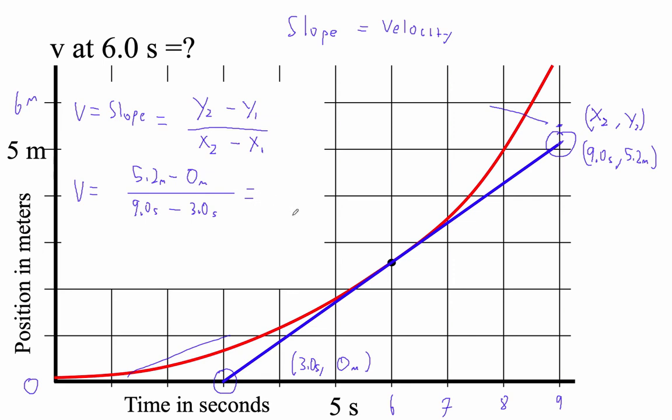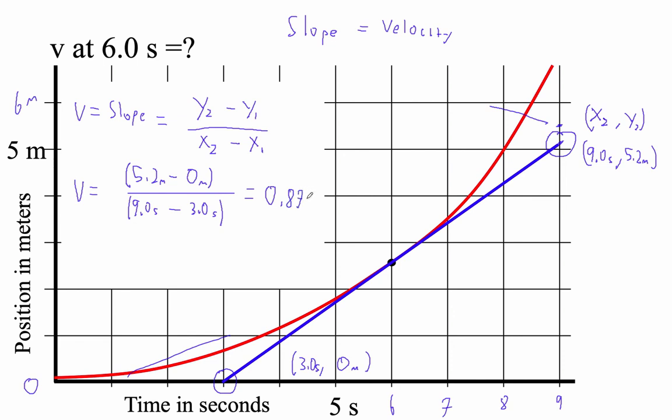Let's put this in the calculator. When you do it in the calculator, unless you use the fraction function, you do need to use parentheses. So I'm going to go left parenthesis 5.2 minus 0. I know that's stupid, but okay. Divided by left parenthesis 9 minus 3 right parenthesis, enter. And I get 0.8666, so I'll go 0.87.